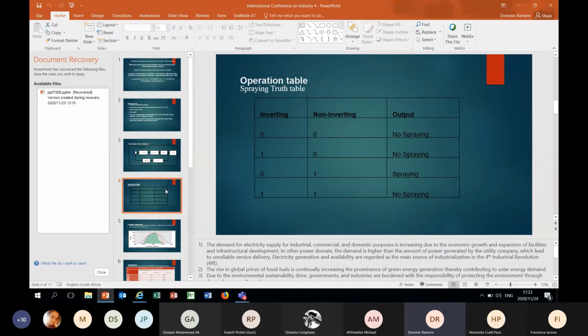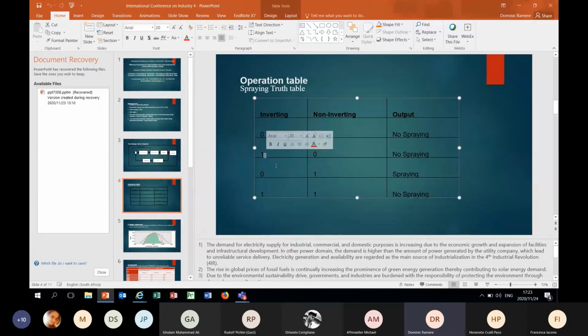This is the operating table for spraying. The comparator has inverting and non-inverting amplifiers. If both read 0, there's no spraying. 0 means the temperature is okay, between 15 and 35. One is 1, it means the temperature is above, and it starts spraying. Sorry, I made a mistake. It's vice versa: 0 is below, 1 is above. This is the truth table of how it is spraying.